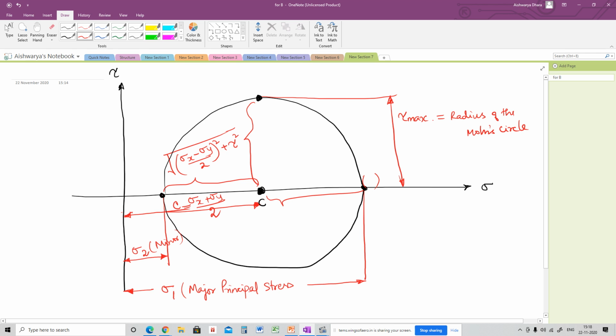This is a circle, so this one and this one are going to be the same. They are not going to differ much. Did you get my point?